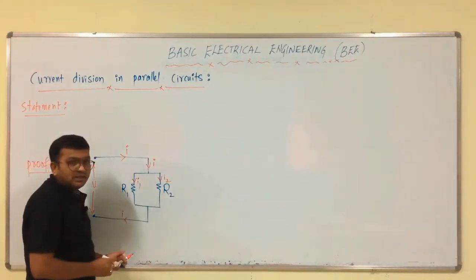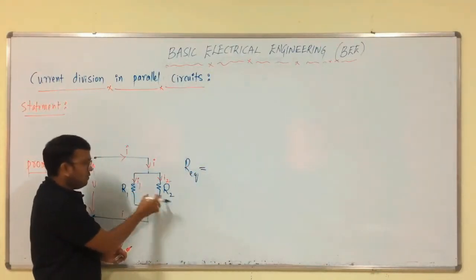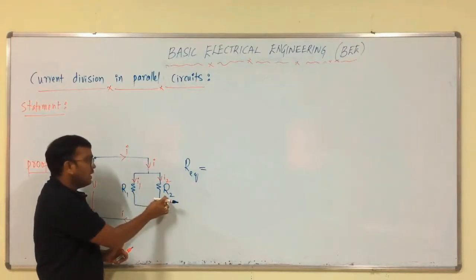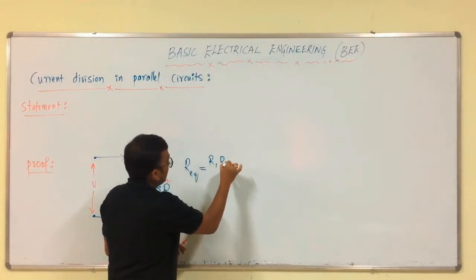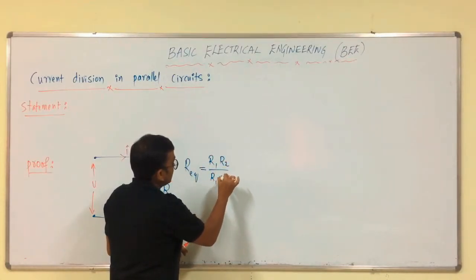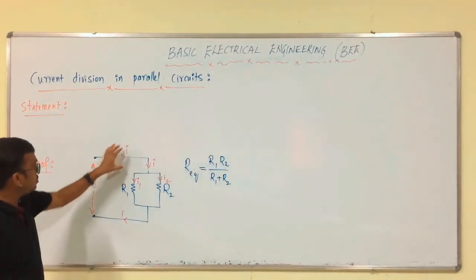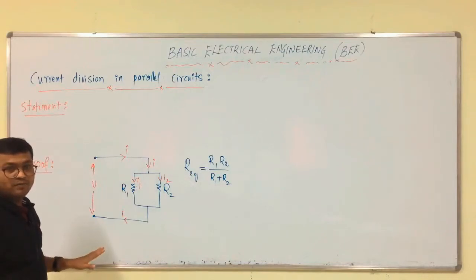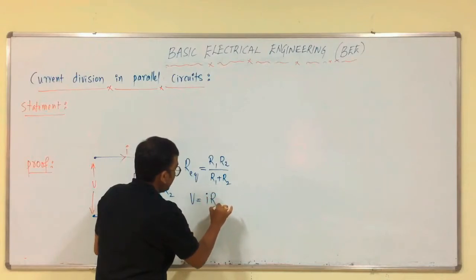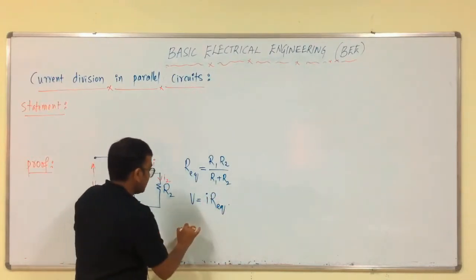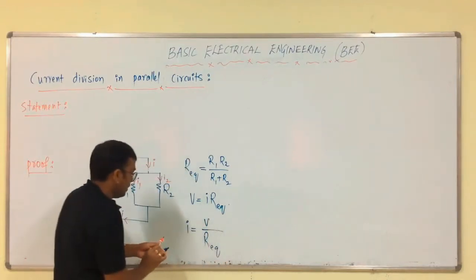From these two branches, R equivalent is nothing but what? We have two parallel branches, so R equivalent is R1 into R2 by R1 plus R2. From this, V is equal to I into R, a simple loop. So V is equal to I into R equivalent. From this, current I is equal to V by R equivalent.